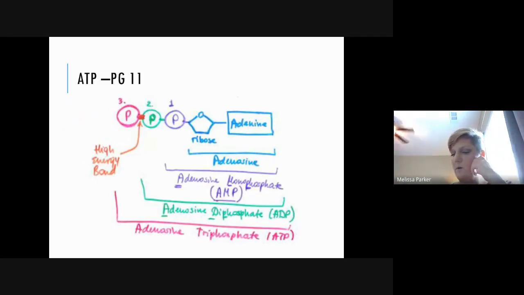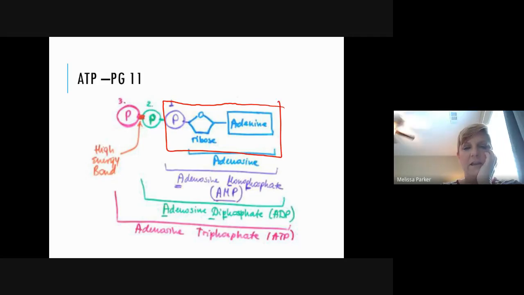Okay, so it says adenine is attached to the ribose. So if adenine is attached to the ribose, basically I just have this right now, right? Then that's adenosine, okay? If I take an adenine and a ribose and a phosphate, then I have adenosine monophosphate. Or if I take adenosine and a phosphate, I have adenosine monophosphate.